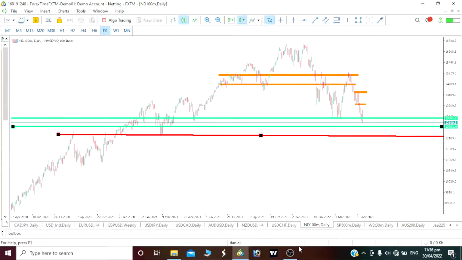So let's do a quick analysis on our stock markets. First of all, we will be looking at our Nasdaq 100. Let's try and see where our price will be moving this week, as we can see on my daily time frame.